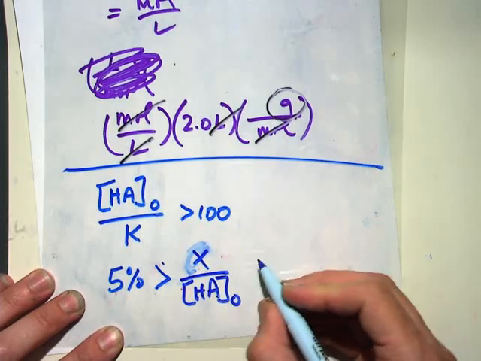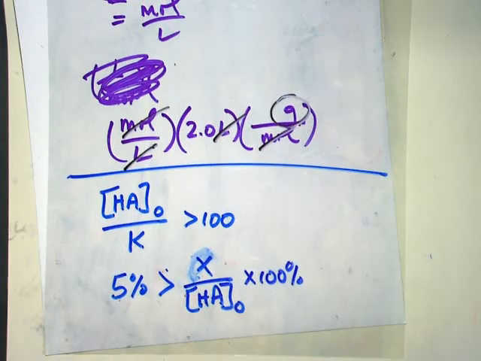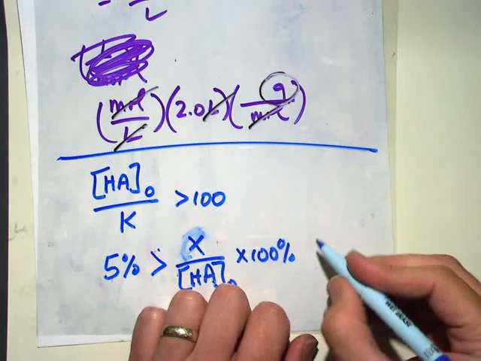So this side here is the 5% rule. This side here is the calculation for percent ionization. So the right-hand side finds you percent ionization. The left-hand side finds you if you're within the 5% rule. So it's good enough.